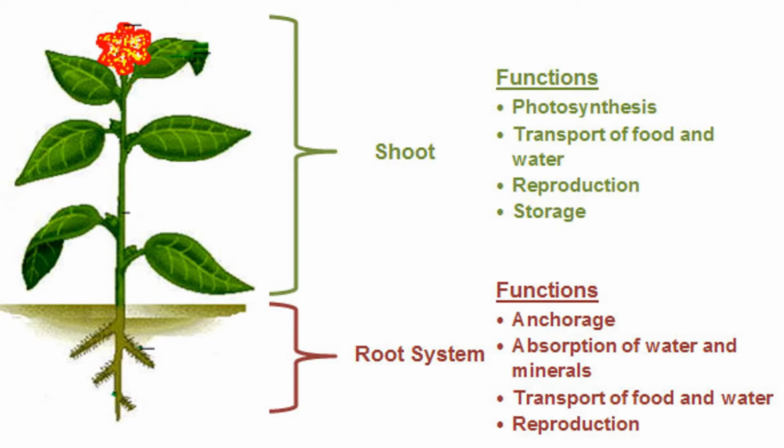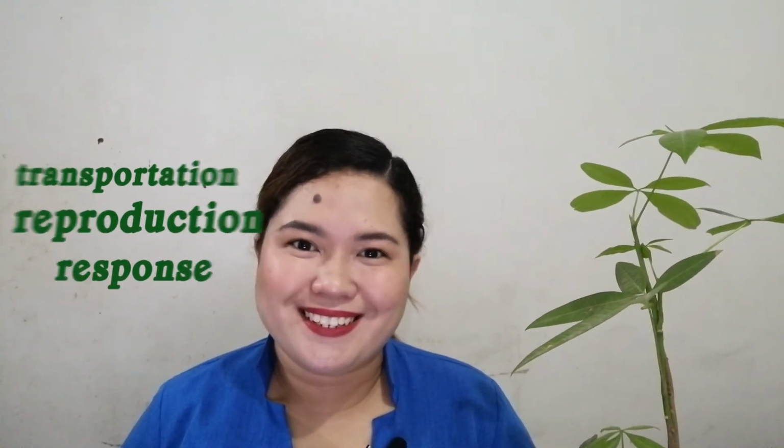The graphic shown on your screen identifies the functions of the shoot and root systems of plants. In a nutshell, these two vegetative plant systems interact to perform vital functions such as transportation, reproduction, and response in plants. Now let's discuss plant tissue.